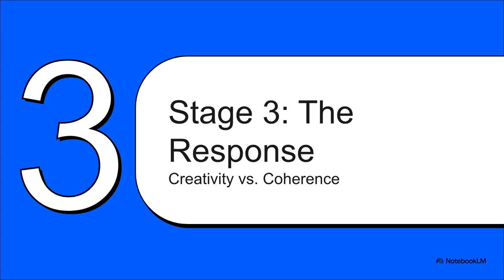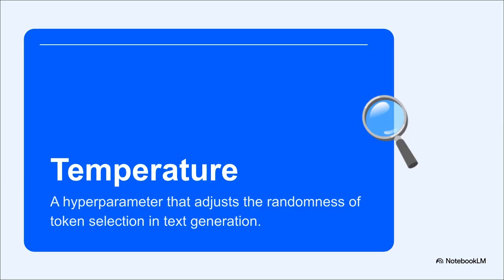Now it has to generate an answer. And this is where things get really cool, because the model isn't just searching a database for an answer, it's building the response from scratch, one token at a time. Now, one of the main controls we have over this process is a setting called temperature. The easiest way to think about this is like a creativity dial.